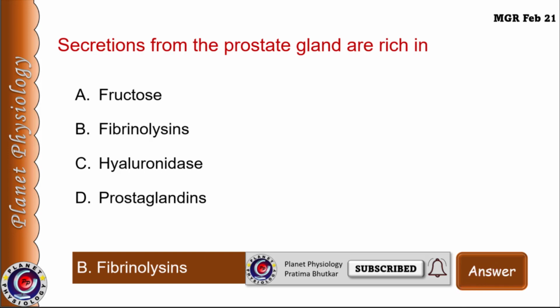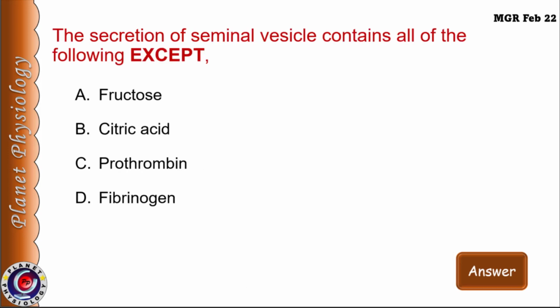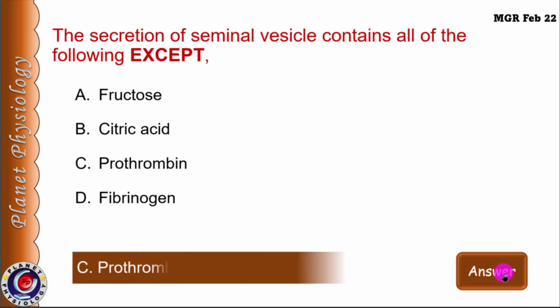These enzymes help to liquefy the semen following the ejaculation and thus facilitate movement of sperm. Next question. Secretion of seminal vesicle contains all of the following except A. Fructose, B. Citric acid, C. Prothrombin, and D. Fibrinogen. So here the answer is option C. Prothrombin. Prothrombin is not present in the seminal secretion.